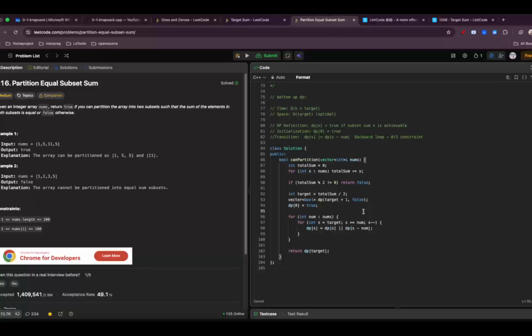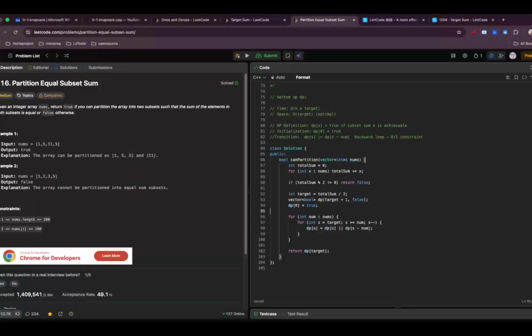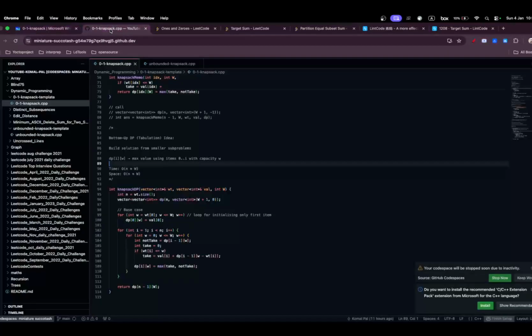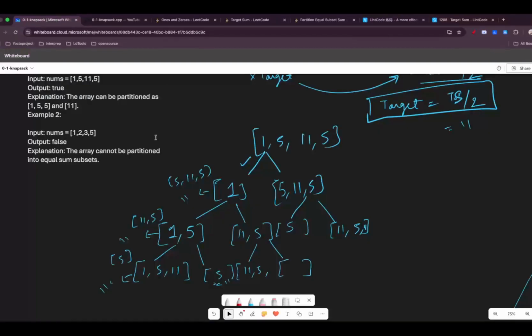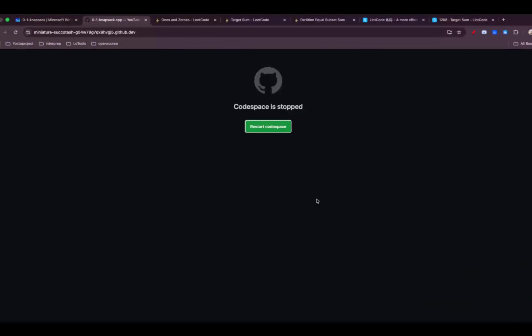Now it's 11 o'clock. So let us start with that unbounded knapsack. I hope this works. Okay.